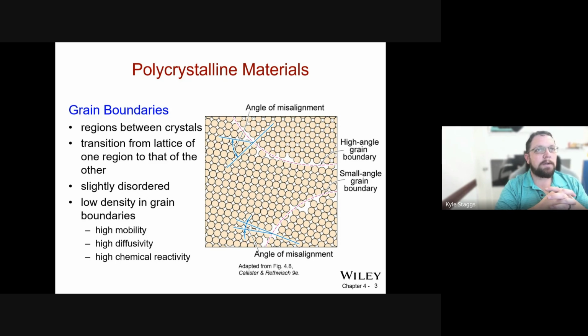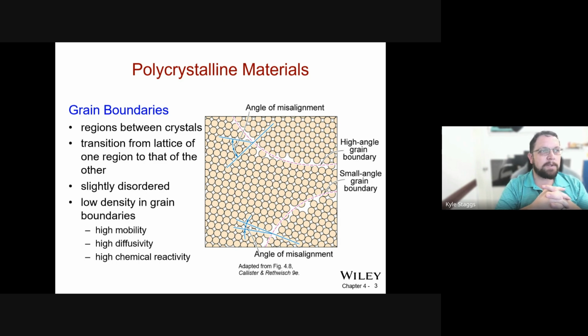There's going to be low density in that grain boundary area. And what that means is high mobility, high diffusivity, and high chemical reactivity. Those things ought to make sense, because it's easy for a grain to shift relative to another grain and rotate or move slightly compared to the structure that's well defined within the grain. It's not just going to rotate inside of itself just for funsies, right? There's actually going to be a reason behind that.